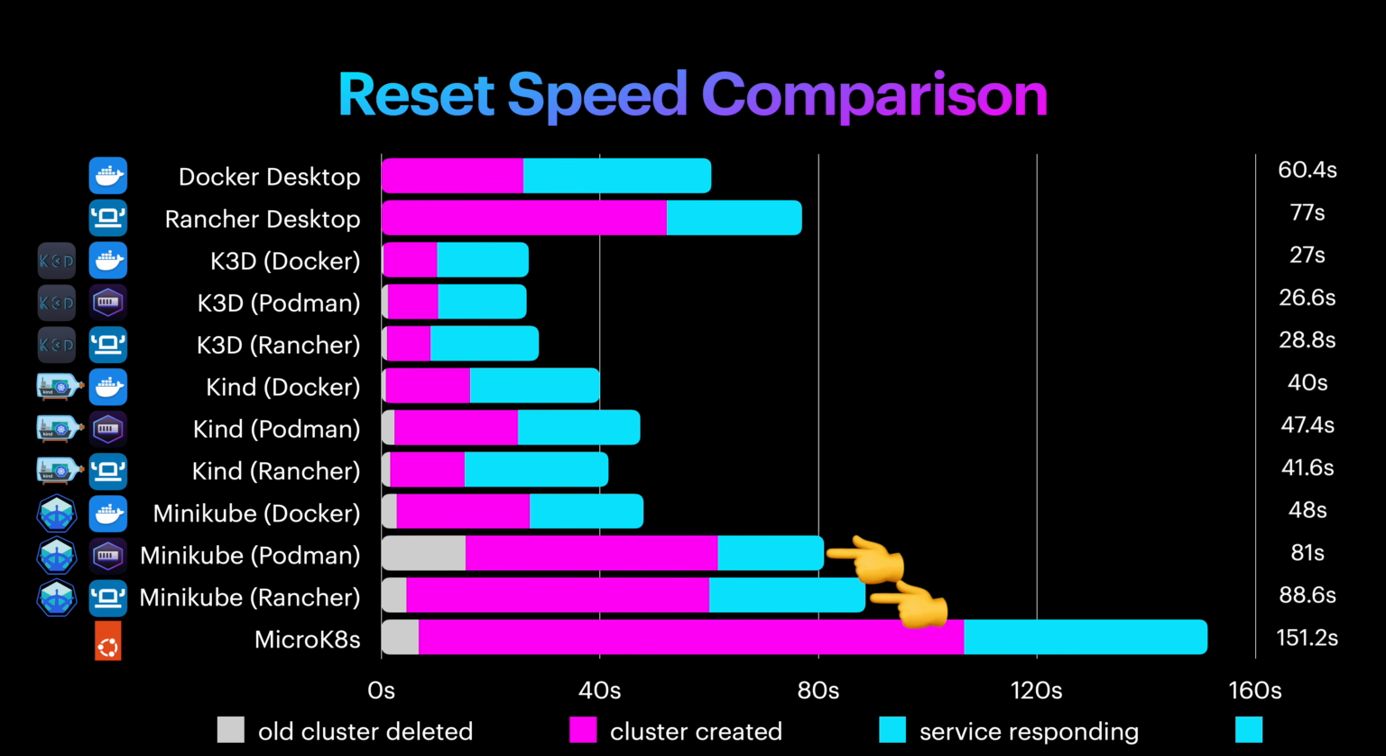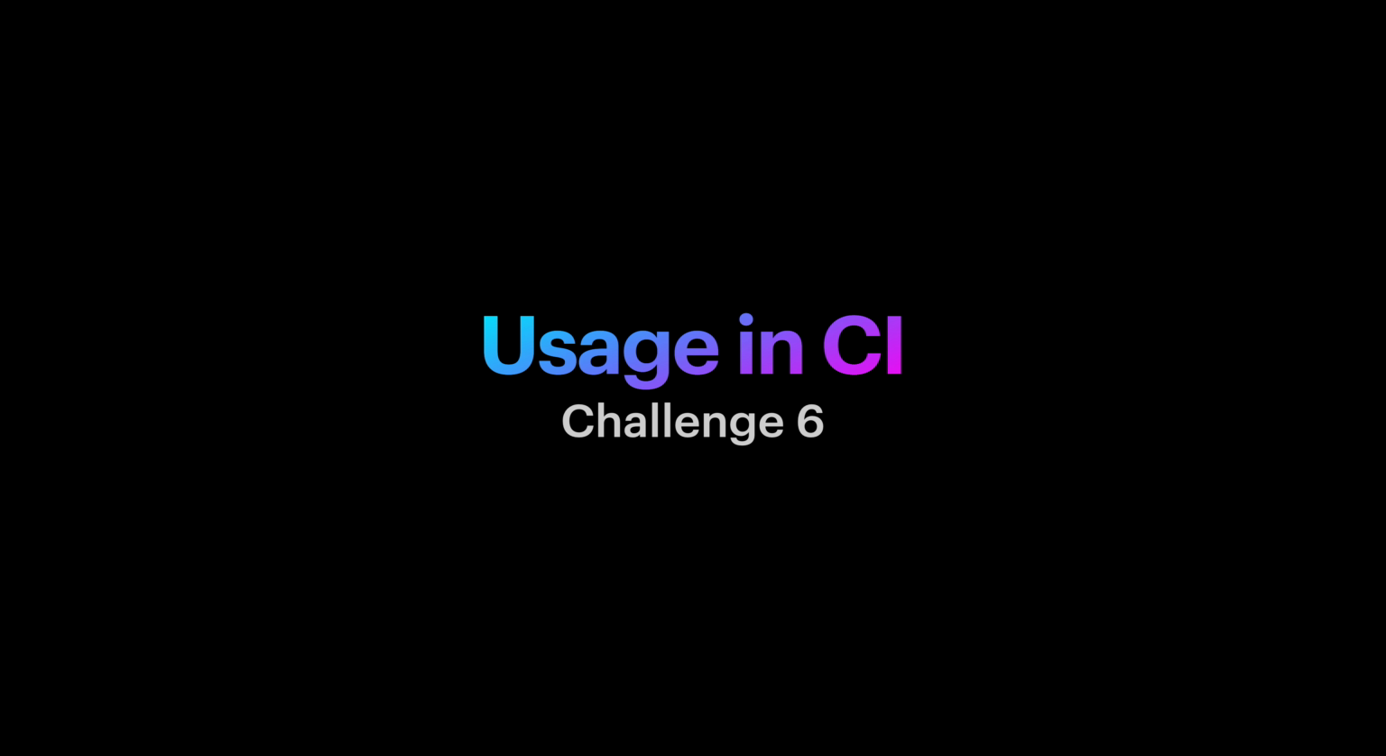Desktop or Podman. In conclusion, I think I prefer the convenience of Docker Desktop and Rancher Desktop. Having a reset button on the UI is just really easy to use. However, if speed matters, then K3D is the choice. And that also is the perfect transition to the final challenge, because there's a particular place where speed matters the most. Challenge number 6. Usage in continuous integration.